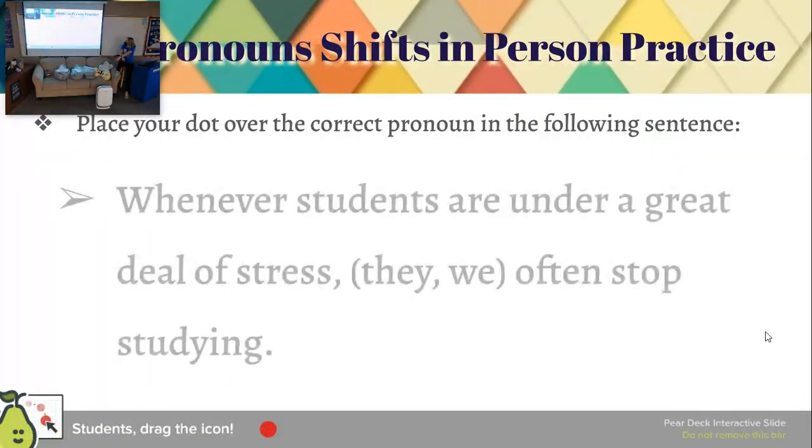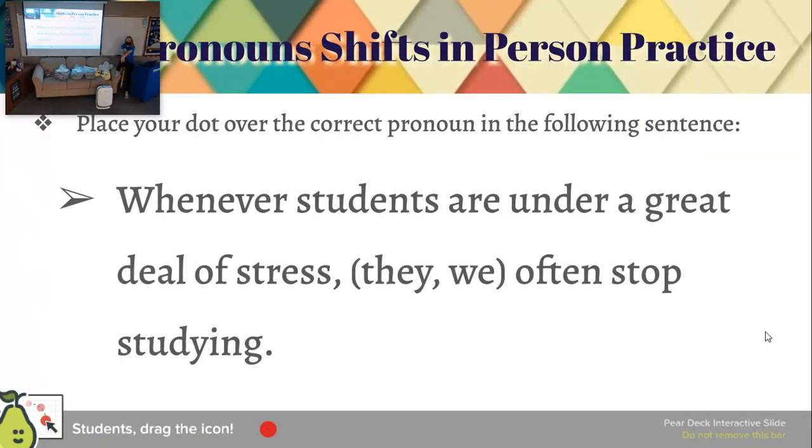So let's give this a little bit of practice here. I need you to choose the appropriate pronoun to maintain a consistent point of view in this sentence. Let's try to finish in 5. Okay, great job. Most of us got this one right.